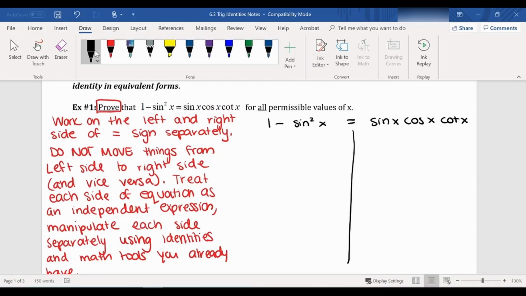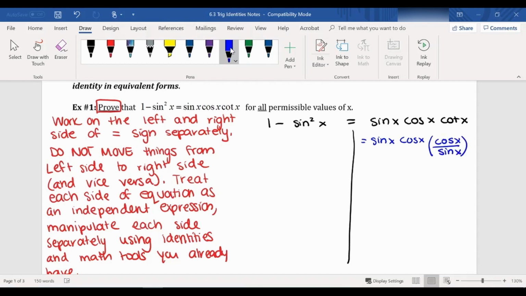Okay. So again, my goal is to try and rewrite everything in terms of sine and cosine to start. So on the right side, I have a cotangent. I don't want a cotangent. I want to rewrite that. So on the right side, I'm going to rewrite this as sine x cosine x. And I'm going to change my cotangent to cosine x over sine.